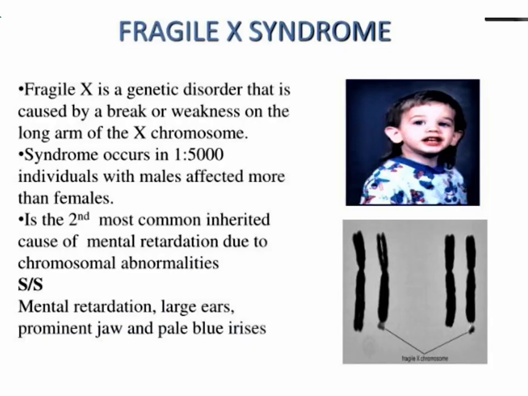Now, the last disease is Fragile X syndrome. Fragile X syndrome is a genetic disorder that is caused by a break or weakness of the long arm, the Q arm of chromosome X. It occurs in 1 in 5,000 individuals, with males affected more than females. It is the second most common inherited cause of mental retardation due to chromosomal abnormalities. The signs and symptoms include mental retardation, large ears, prominent jaw, and pale blue irises.